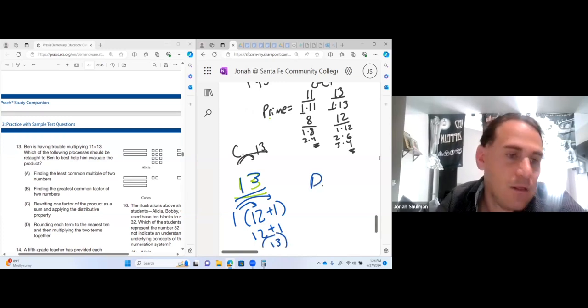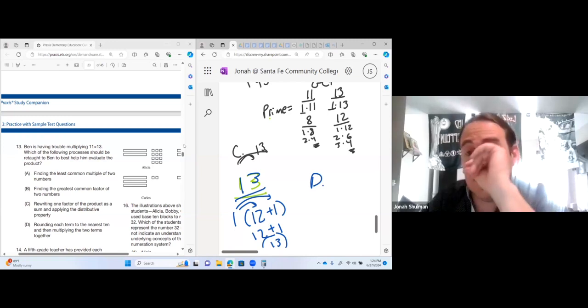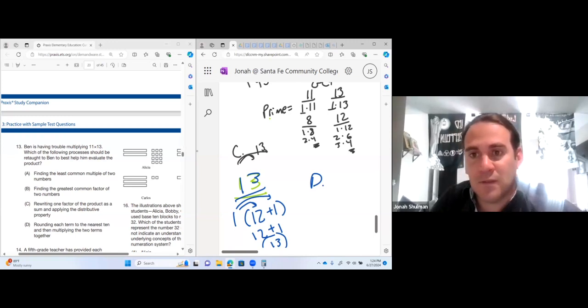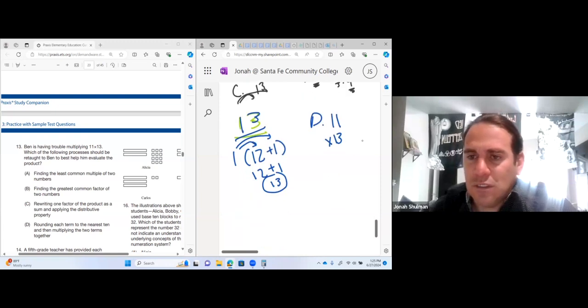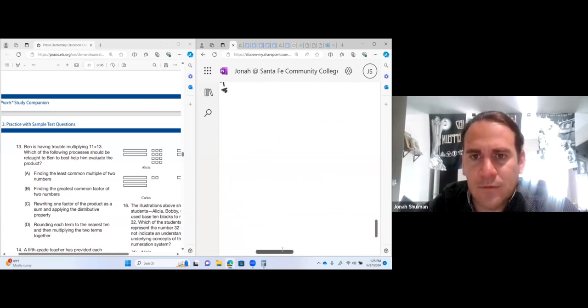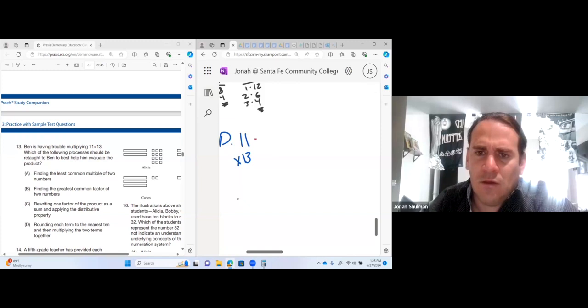So what does D say? Rounding each number to the nearest 10 and then multiplying the two terms together. I think that's the easiest way. I'm going with D. I think that would help this kid out a lot. So instead of 11 times 13, we're going to round to the nearest 10. We're telling this kid we can do 11 to the nearest 10 is 10 times 10.